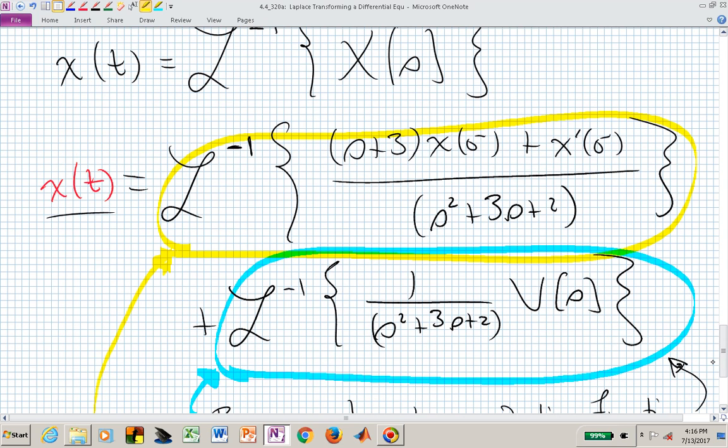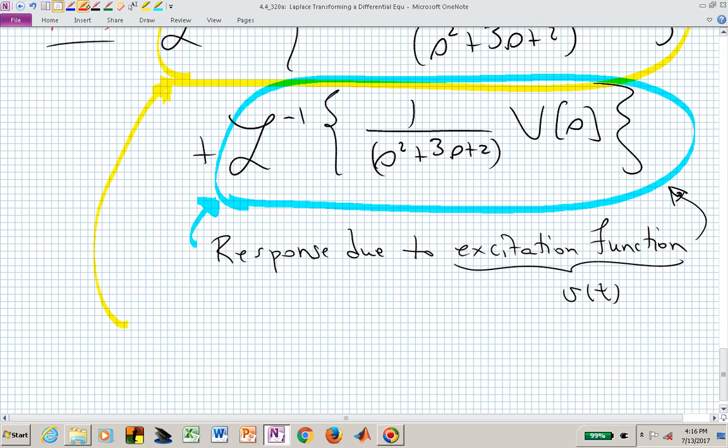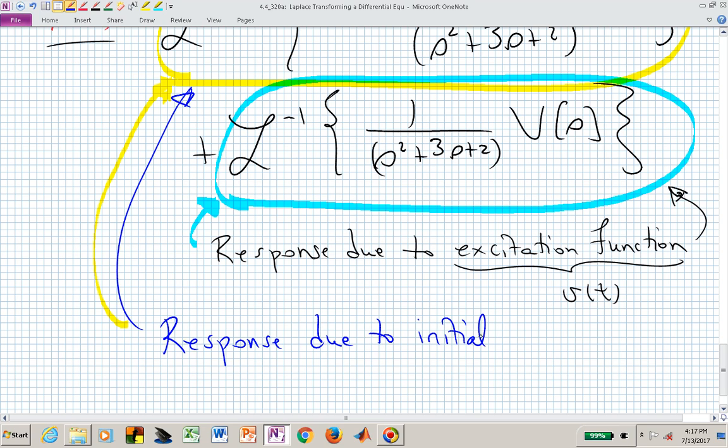And the other part is, if you look at the numerator, that's all due to initial conditions on that waveform to begin with, x of t evaluated at 0 minus and its derivative evaluated at 0 minus. This particular part of the solution is the part, or the response, due to initial conditions.